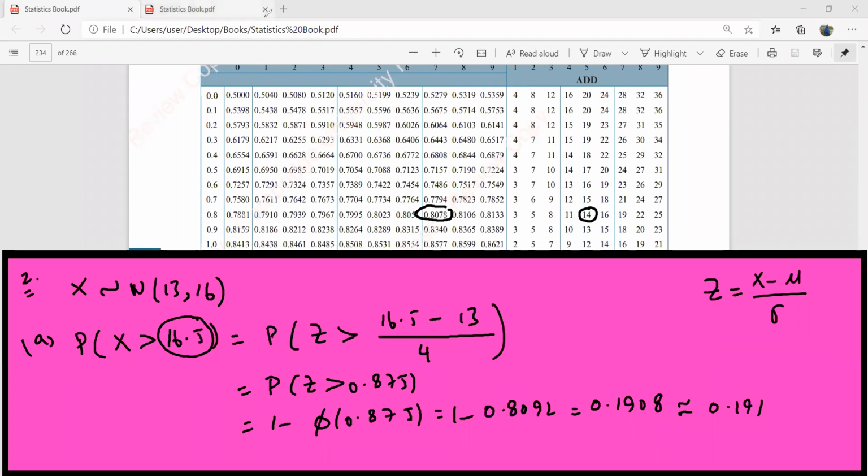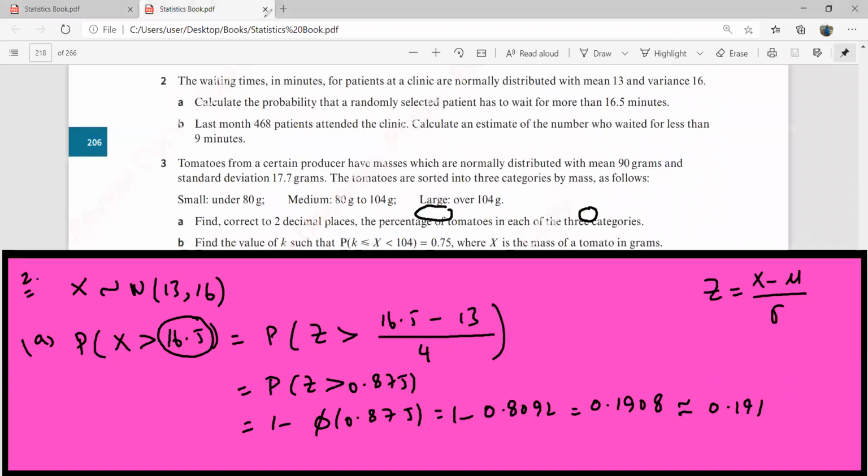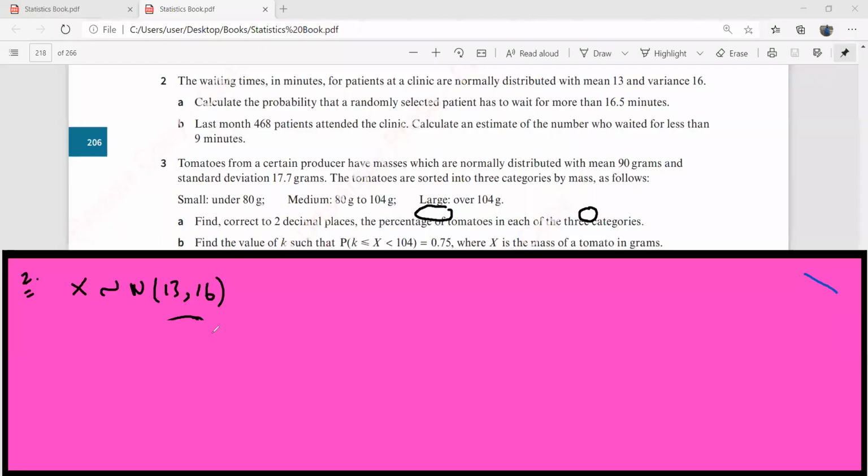Going back to the question, it says last month, 468 patients attended the clinic. Calculate an estimate of the number who waited for less than 9 minutes. So we need to have the probability for less than 9 minutes first of all, and then we can respond to that. So let's find that. I have to find the probability that X is less than 9, first of all.